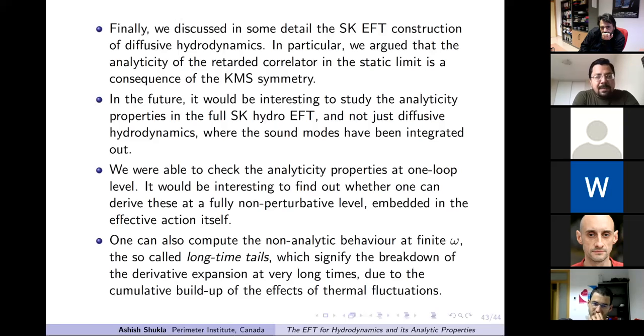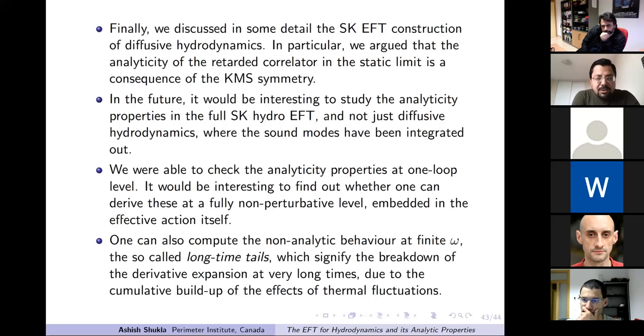We are also able to check the analyticity properties at one loop level in all these computations that I was showing. It would be interesting to find out whether one can derive these at a fully non-perturbative level. So if something at the level of the action itself tells me that when I take the static limit of the correlation functions computed from this effective action, I end up getting something which is analytic, that would be great because then we won't have to check it loop by loop.